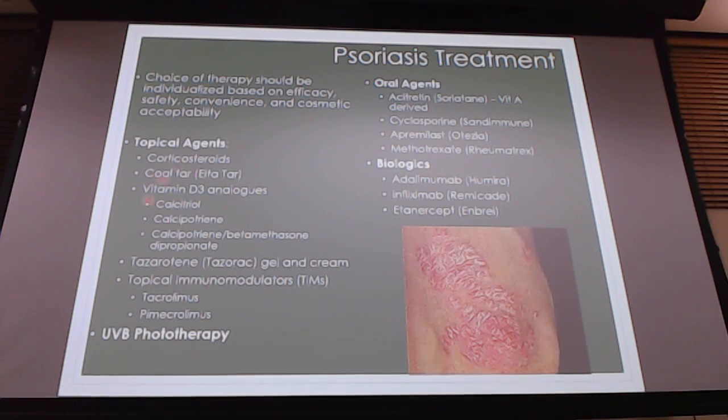Here are all of the topical agents that we have available. So steroids, coal tar, your vitamin D3 analogs, which we'll go over, tazarotene, which we've seen, your TIMs, which we've seen, and then that UVB phototherapy. Remember, if I'm mild, I may need it. If I'm moderate to severe, I do need to add it to this therapy. I have oral agents that are available, as well as some of the biologics. So you have your acitretin or Soriatane, cyclosporine, apremilast, methotrexate, adalimumab, infliximab, and etanercept that we can use.